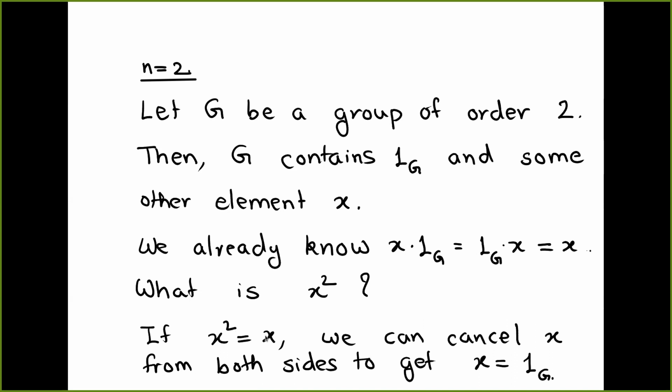If X square is equal to X, then we can cancel out X, right? Because we know that we can cancel out the same element from both sides of an equation for groups, as long as it's on the same side of the expression. Anyway, so here X square equal to X, you can cancel out X and you get X equal to 1. But that is not true, right? Because we assume that X is something different from 1. So this is actually not possible. So X square equal to X is not possible. This is actually a contradiction.